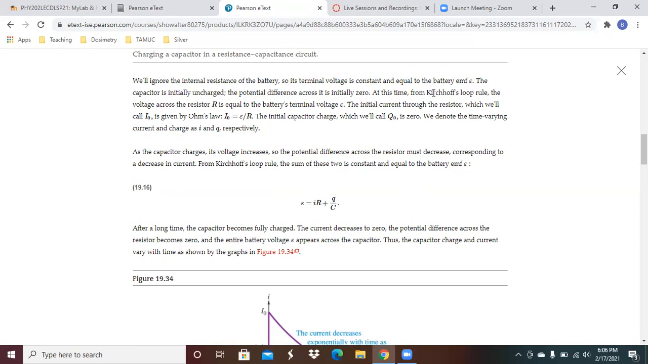So at this time, from Kirchhoff's loop rule, the voltage across the resistor is going to be equal to the battery's terminal voltage, or epsilon. The initial current through the resistor is going to be given by this. Now, the initial capacitor charge, which is going to be called this, is going to be 0. We're going to denote the time varying current and charge as little i and little q respectively. In other words, those are going to vary with time.